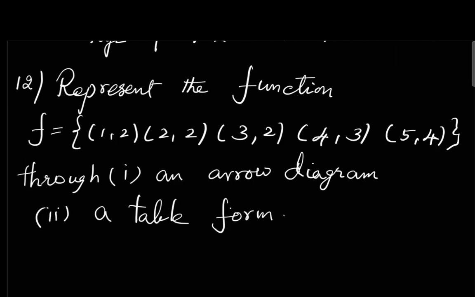You can do that. See, represent the function. The function is given for you as all the ordered pairs. You have to represent, this is an ordered pair representation. You have to represent this in the arrow diagram and in the table form. So this sum you will get in page 25, exercise 1.4, sum number 3.